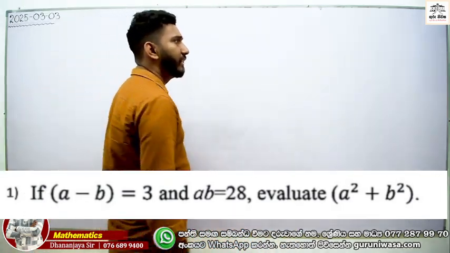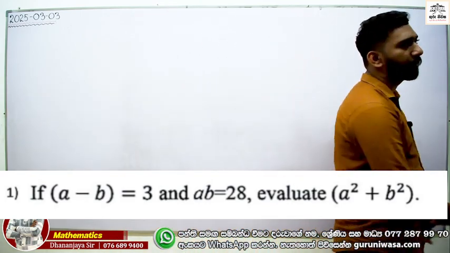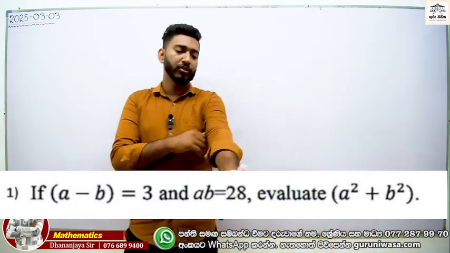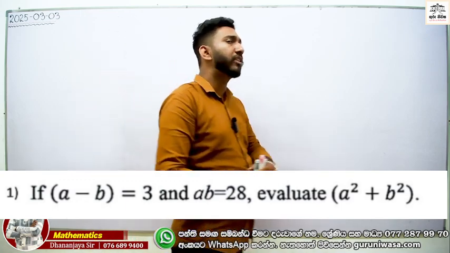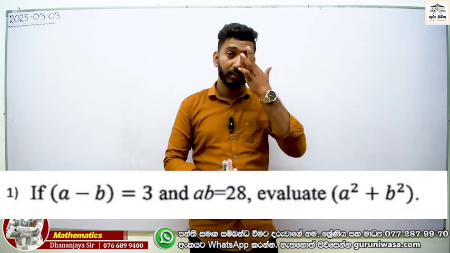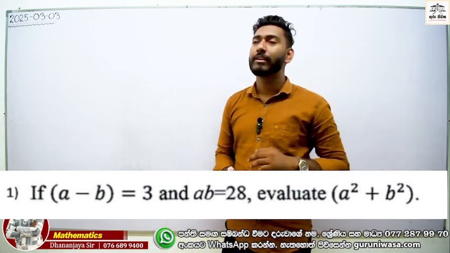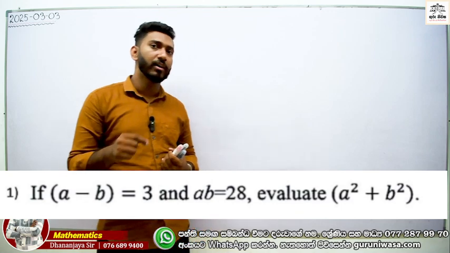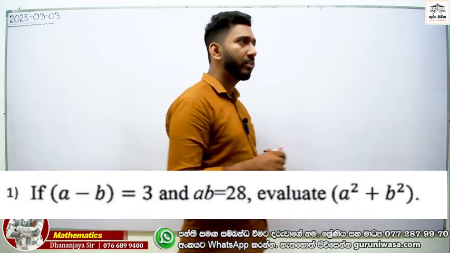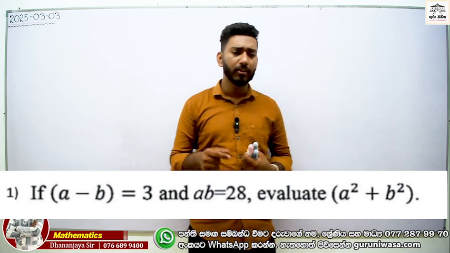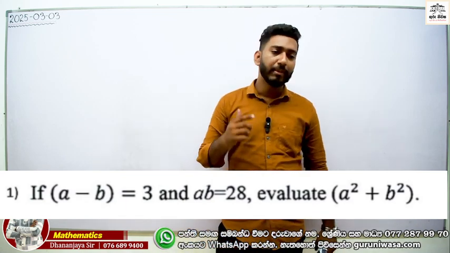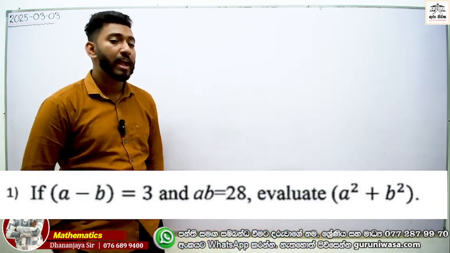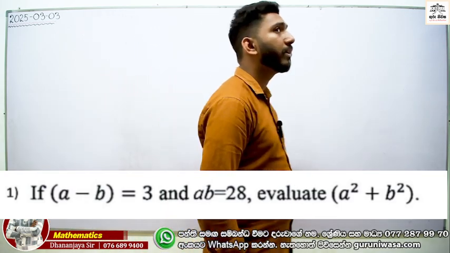This is a lesson about algebraic expressions, the binomial expressions, and the product between two binomial expressions, and the next one is the square of the binomial expression. This part is very important for your exam and all levels. Look at this: if a minus b equals 3, ab equals 28, evaluate a squared plus b squared.